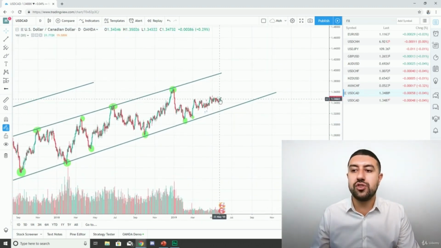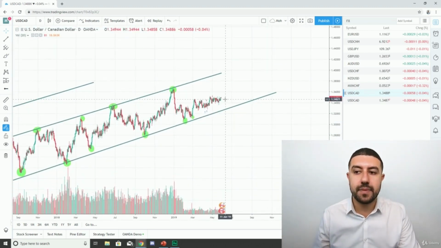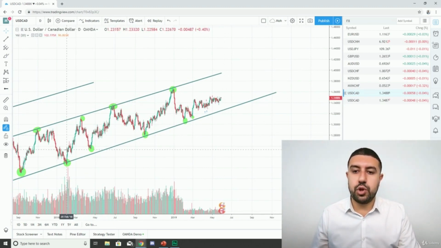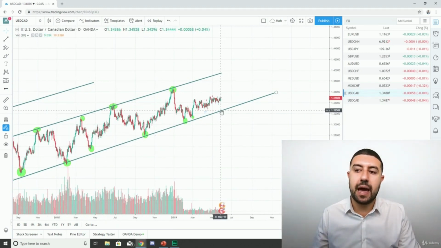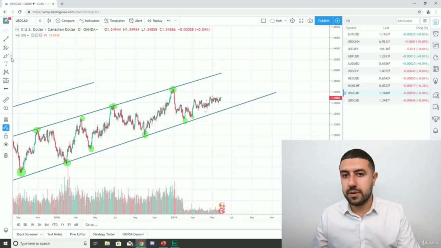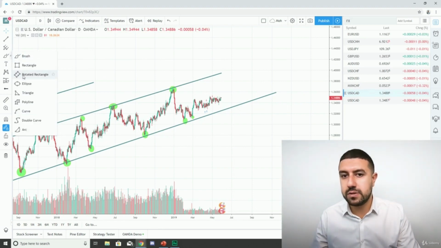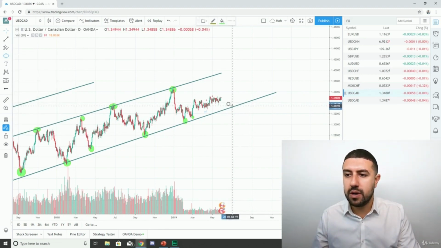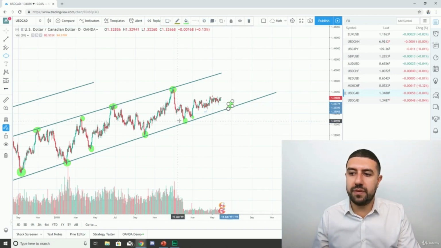First one is your entry price. Where do I want to get in? For example, here, if we're looking at this channel, you might say, I want to get in somewhere around here. Let's say if the price falls to this zone, I might want to buy somewhere just above this support.